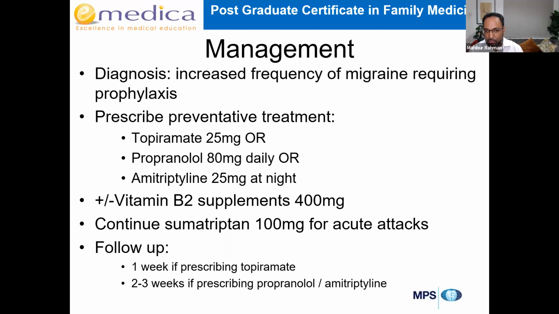And in terms of follow-up, if you're going to give someone topiramate, you want to see them a week later. If you're going to give them either a beta blocker or amitriptyline, they take a bit longer to be effective. So seeing them in a week isn't really going to help. You won't have any good indicator of has it actually been effective. You want to see them in 2 or 3 weeks' time to see has it actually helped, has it benefited.